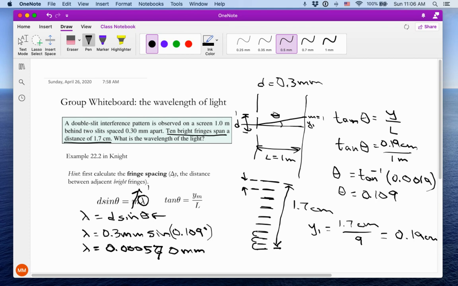And usually the wavelength is given in nanometers. So millimeters are 10 to the minus 3, and nanometers are 10 to the minus 9. So I need to go 6 places to get from millimeters to nanometers. So 1, 2, 3, 4, 5, 6. So that's going to be lambda is equal to 570 nanometers. And that's my answer.